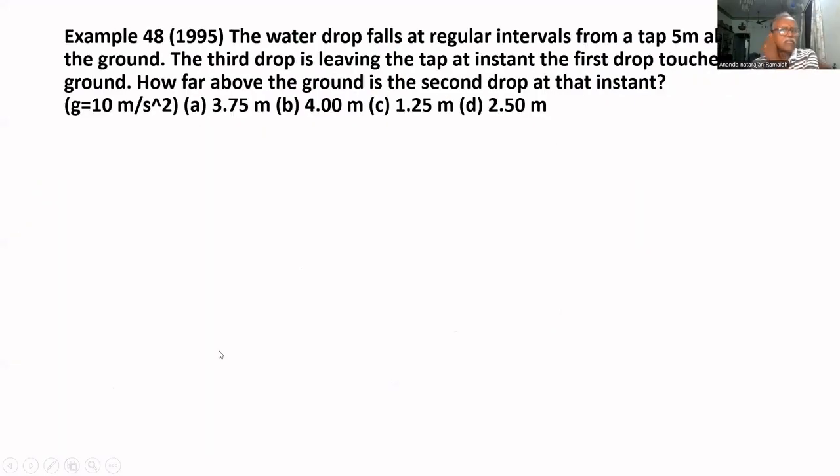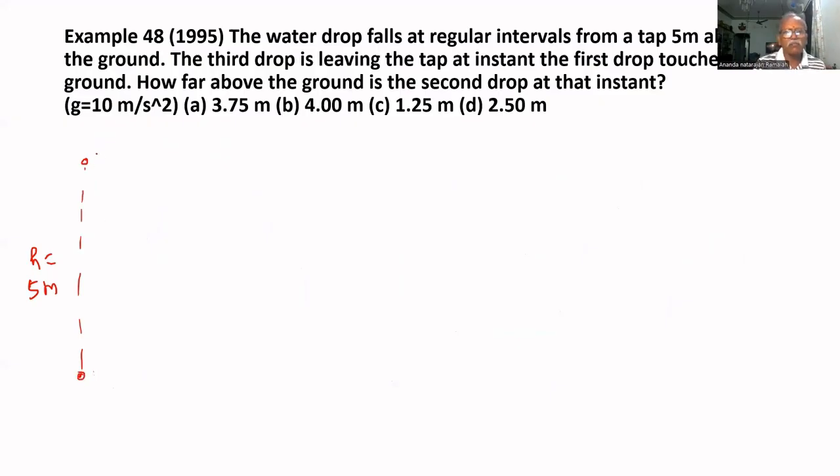Water drops fall at regular intervals from a tap 5 meters above the ground. The height h equals 5 meters. The third drop is leaving the tap at the instant the first drop touches the ground.